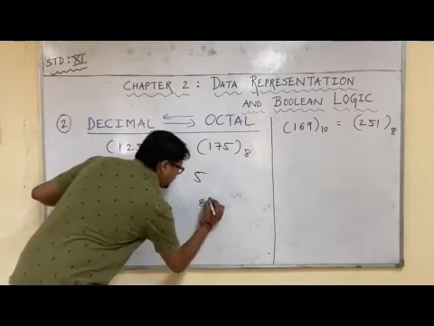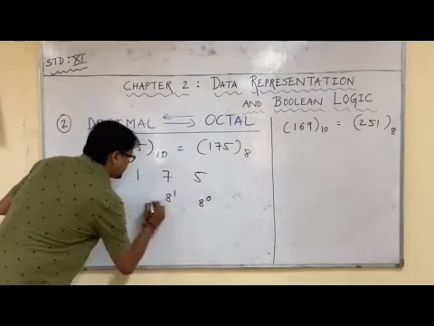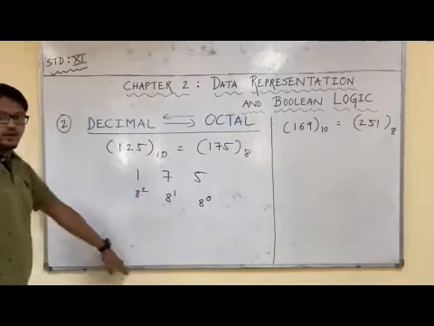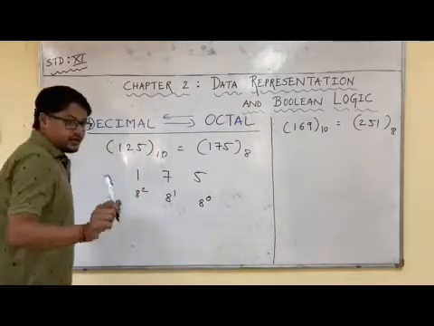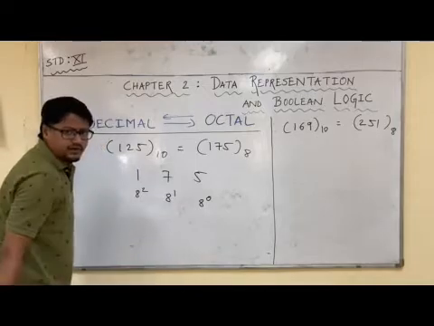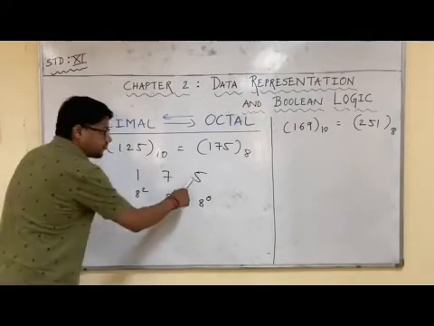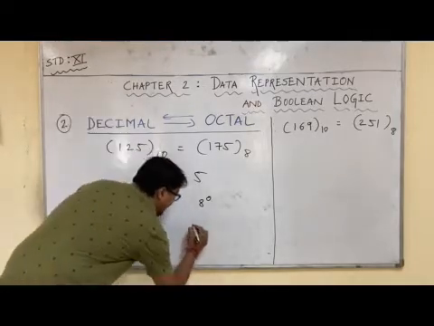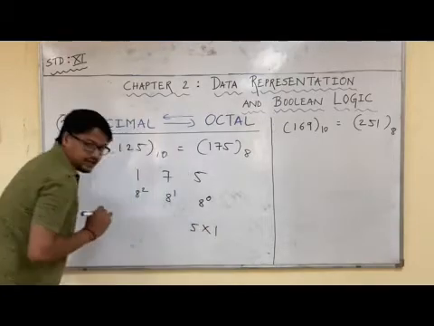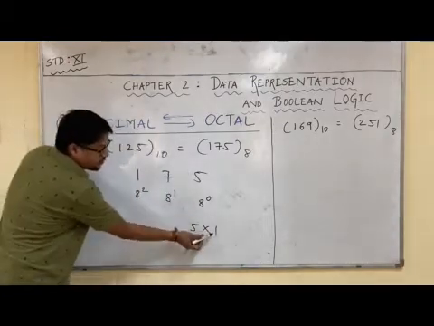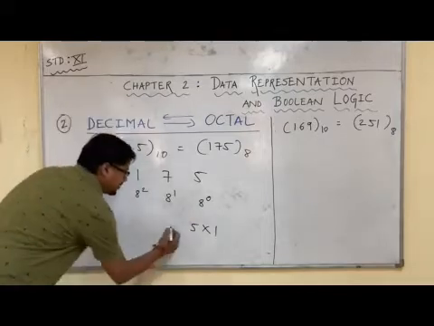This is 8 to the power 0, this is 8 to the power 1, and this is 8 square. Now pay attention. How will we write this? What is 8 to the power 0? 1. And what is the number here? 5. So we will write 5 into 1. I hope you are getting it. 8 to the power 0 is 1, and 5 is coming from here.